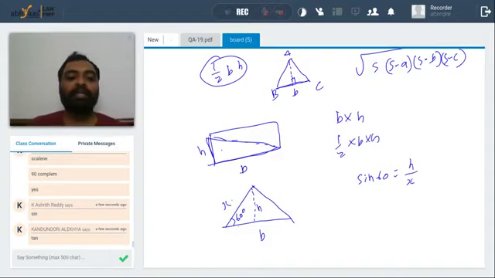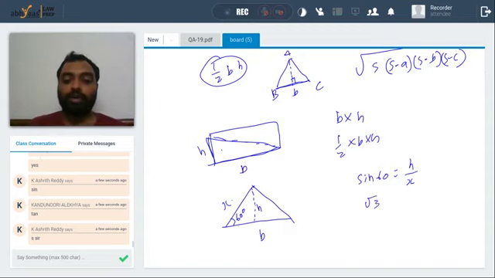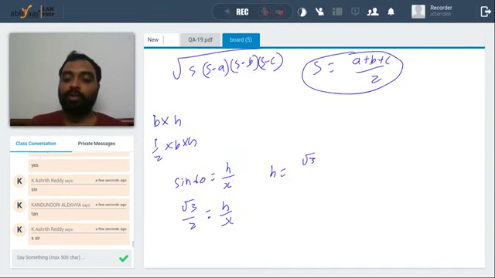What is sine 60? Here the angle is 60 degrees. Sine 0 is 0. Sine 30, 1 by 2. Sine 45, you learned that one, yes or no, 1 by root 2. After that, sine 60 is how much? Root 3 by 2. Tan is opposite side by adjacent side. Sine is opposite side by hypotenuse. Okay. So root 3 by 2 is equal to h by x. Clear? That means h is equal to how much? Root 3 by 2 into x.